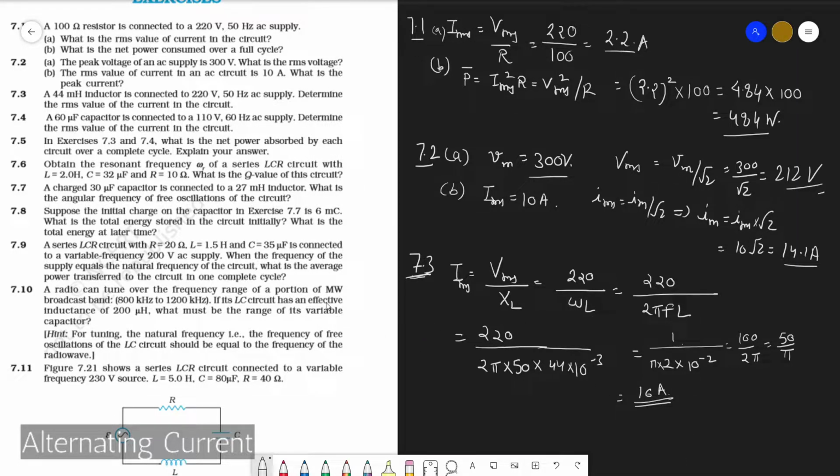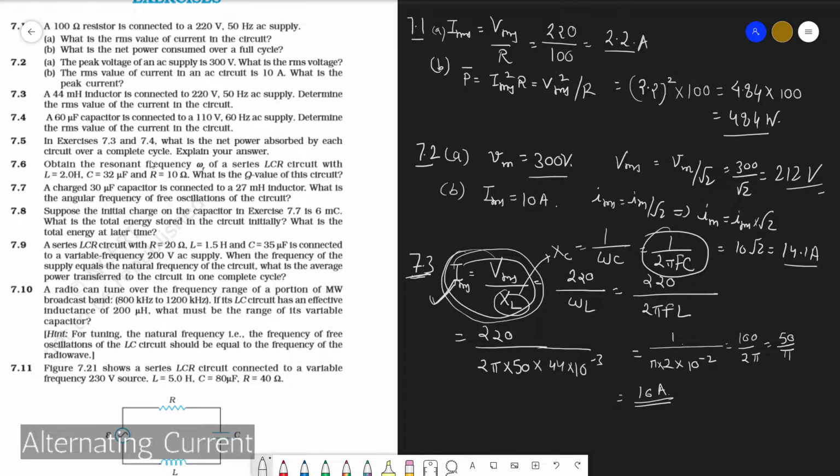And similarly, in the 7.4 question also, read the question. A 60 microfarad capacitor is connected to a 110 volt, 60 hertz supply. Determine the RMS value of the current in the circuit. So this is very direct. Again, in this case, instead of XL you will be taking XC, because this is a pure capacitive circuit. XC is nothing but 1 by omega C, which is 1 by 2 pi FC. So apply this formula and put in the values, and you will get the RMS value of the current.